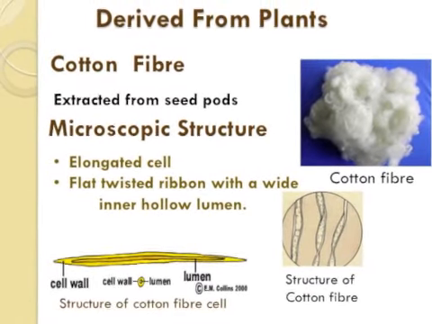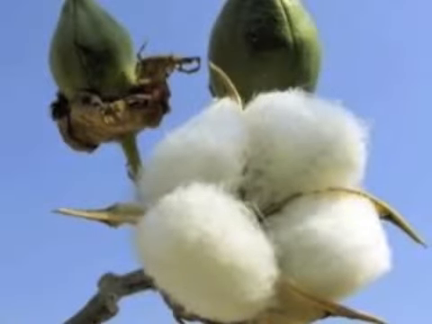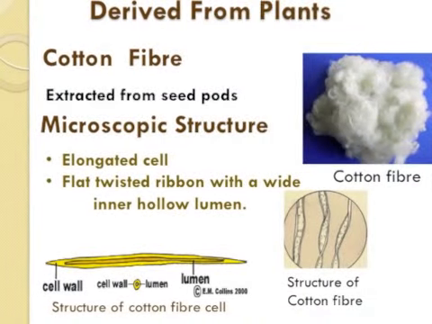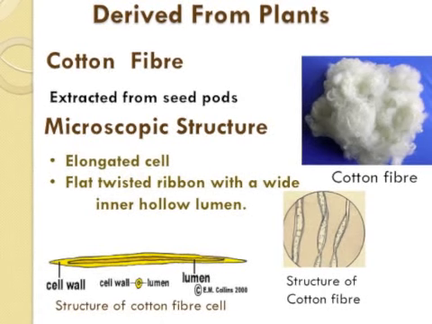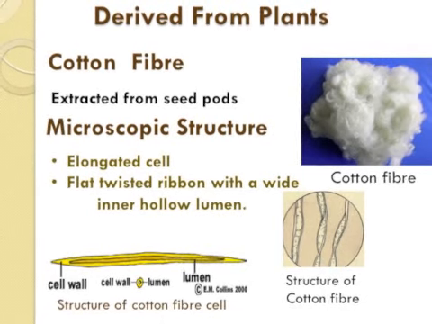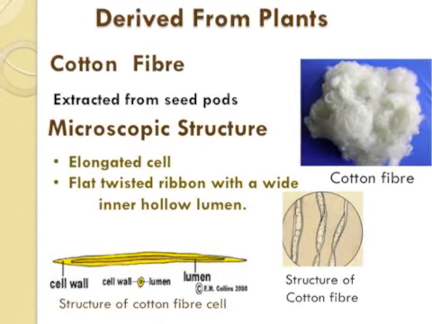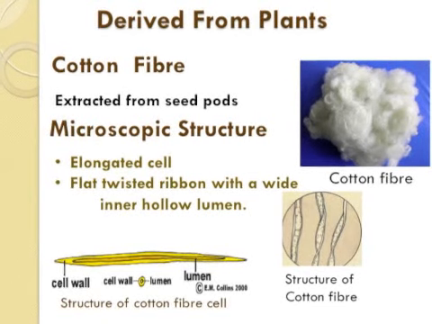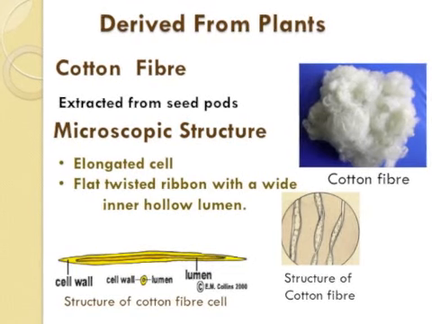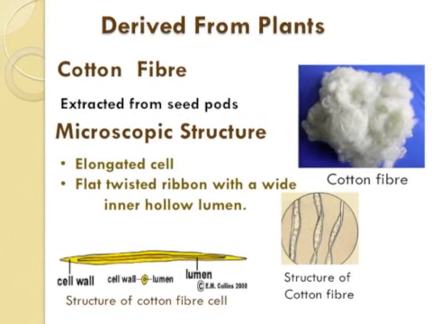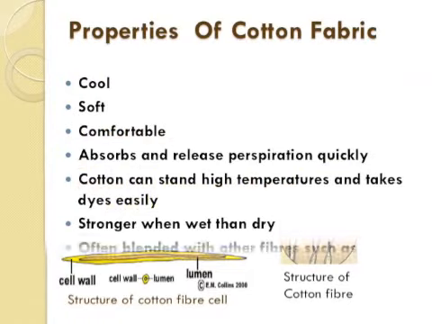Derived from plants, we get the cotton fiber, which is extracted from seed pods. If you look at the seed pod fiber under a microscope, the structure you are going to see is an elongated cell, a flat twisted ribbon with a white inner halo, the lumen.